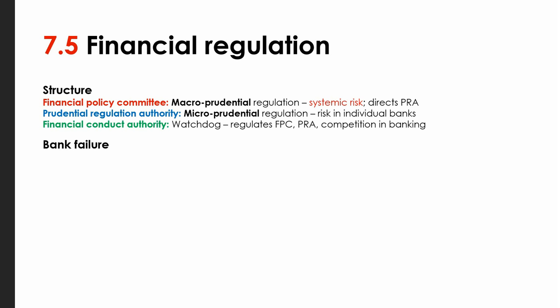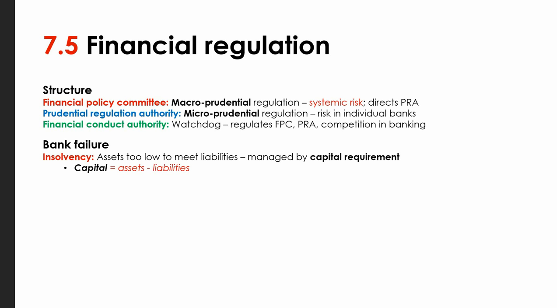In order to understand how we regulate the banks, we need to understand why they could fail, and there's 2 key ways banks could fail. They could fail firstly because they become insolvent, which is where their assets become too low to meet liabilities. So for example, if the value of certain assets suddenly falls and banks are quite leveraged, they've got a lot of liabilities, they can suddenly find themselves insolvent. The way we traditionally manage this is with a capital requirement, where banks are required to hold enough capital. And we're going to define capital. It's essentially the net worth of the bank, their assets minus their liabilities.